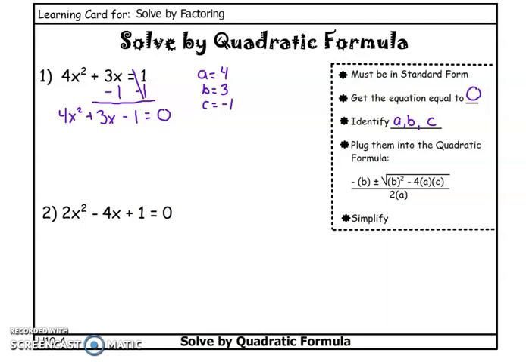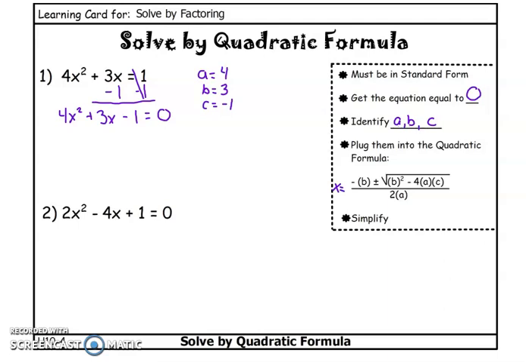Now that we have what A, B, and C are, all we have to do is plug them right into the quadratic formula. And I like to memorize this, and I memorize it with a song. So if you want to look up what that song is on YouTube, go right ahead. I think there's different versions of it. What this is doing is solving for our x's. So this is going to tell us what our x's are equal to.